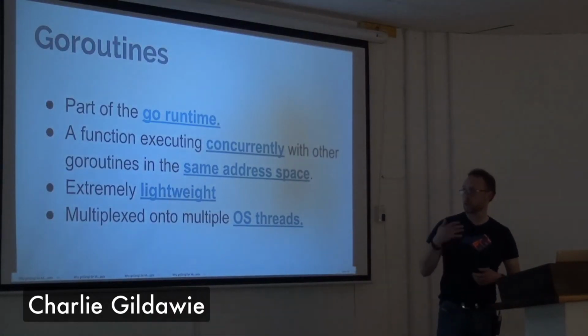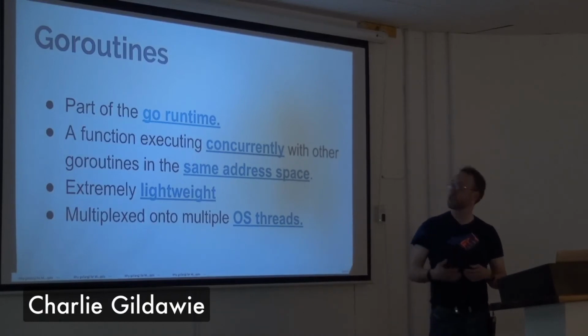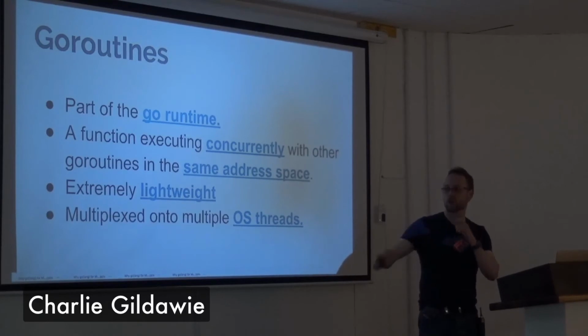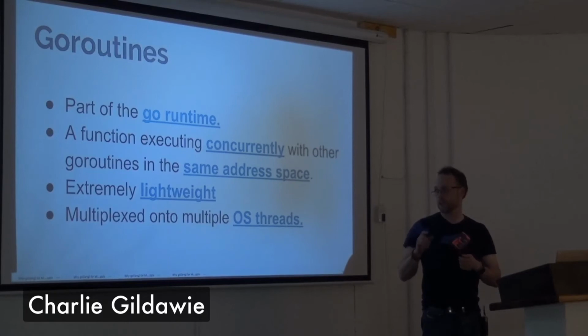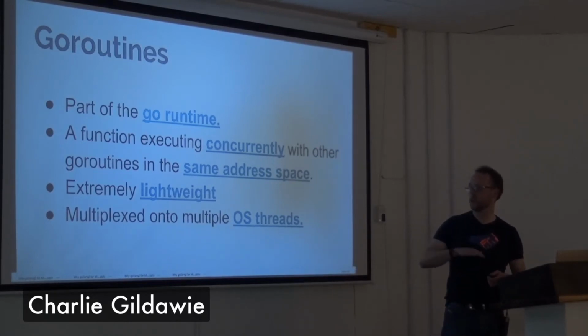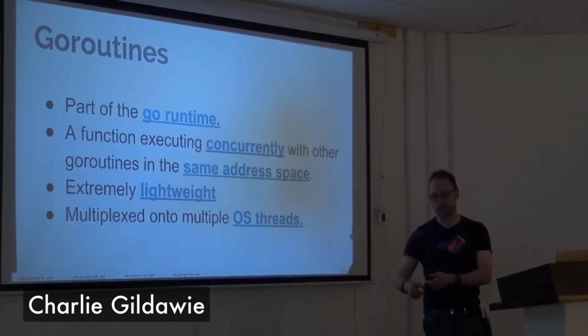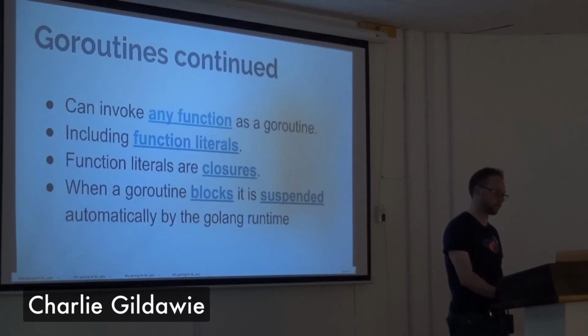Goroutines. Part of the Go runtime, a goroutine is a function executing concurrently with other goroutines in the same address space. That's wordy, but what it means is multiple functions that might all do different things, and they're scheduled at the same time. They're extremely lightweight, and under the covers, they're multiplexed onto multiple OS threads. So if I fire off 100 goroutines, but I only have 10 real threads, the Go runtime will take care of scheduling those onto the 10 threads and run them all to completion.